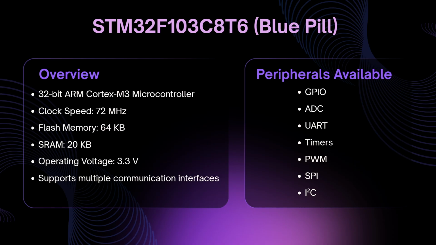The controller operates at 3.3 volts and provides a wide range of built-in peripherals. These peripherals include GPIO for digital input output, ADC for reading analog signals, UART for communication, timers for timing operations, and also support communication interfaces such as SPI and I2C. Because of the performance, low power consumption, and rich peripheral support, the STM32 Blue Pill is an excellent choice for real-time embedded applications like this project.